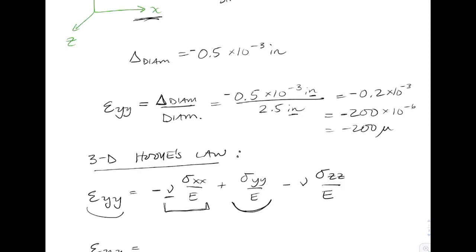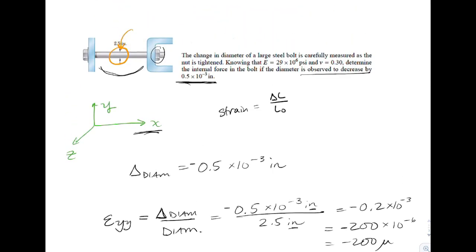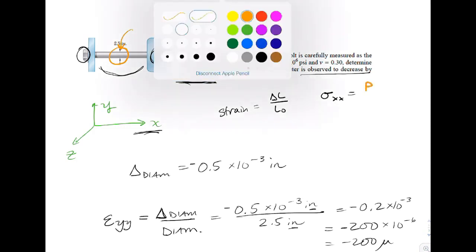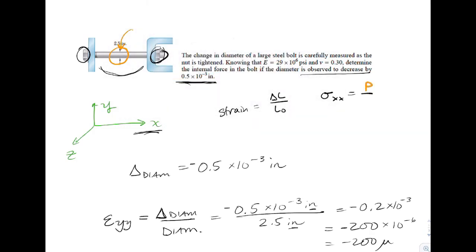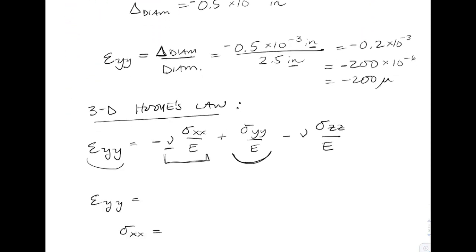So let's look a little bit closer at the state of stress all the way back up here. We've got a load that's being applied by the bolt ends as it's tightened. So we've got a stress in the X direction, which would be equal to the internal axial force P divided by the cross-sectional area. Notice on the Y and Z directions, we've got a free surface. So sigma YY and sigma ZZ both equal 0. We'll take those answers and apply them right here.